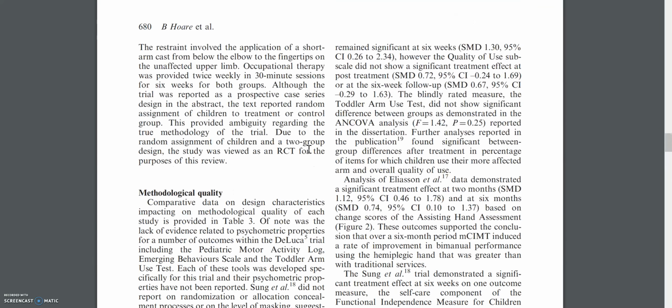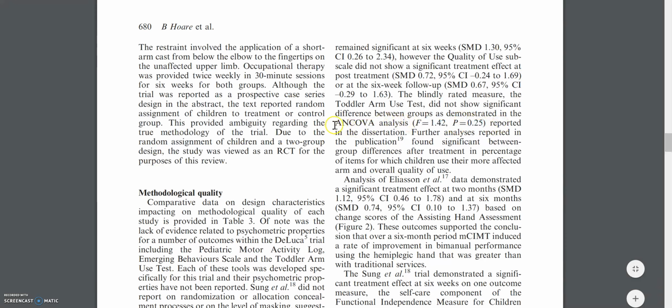Now let's go up and talk about some other things that they're looking at. As we keep going on, you see more standard mean deviations and then confidence intervals. They're giving you those for the analysis for the compared groups or treatments or outcomes that they're looking at. Now here's something we've talked about, but you're probably not as familiar with. The blindly rated measure, the toddler arm use test, did not show significant differences between groups as demonstrated in the ANCOVA analysis using the F statistic 1.42 and this p-value.